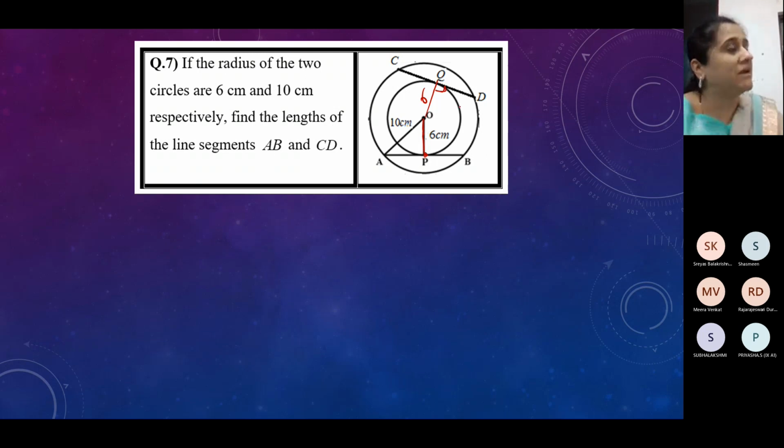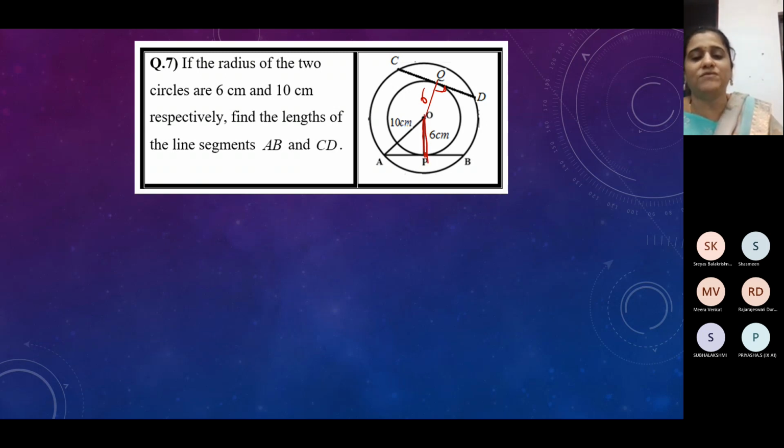Because distance is always the perpendicular distance. What is the perpendicular distance of the chord CD from the center? OQ. OQ is the perpendicular distance. Why is it a right angle there? Because the radius is perpendicular to the tangent. So what is the perpendicular distance? Radius only, 6 centimeters.